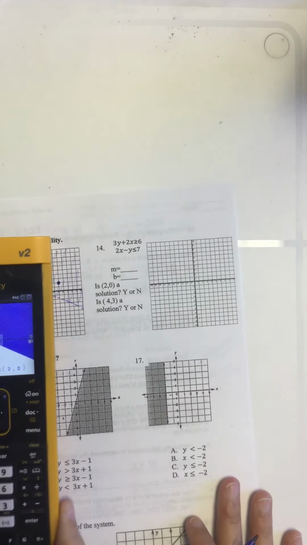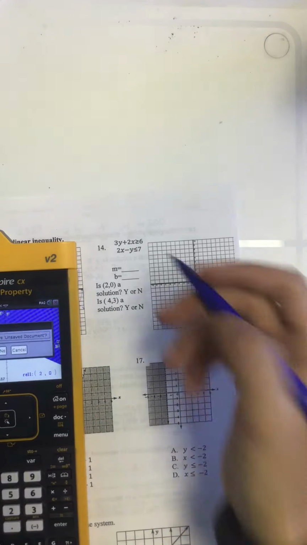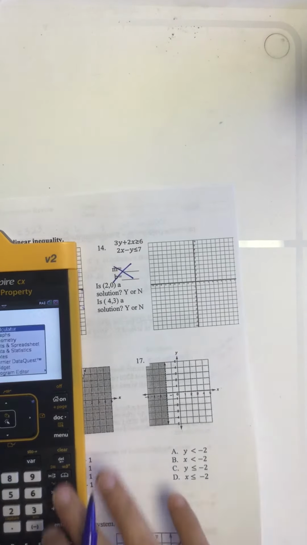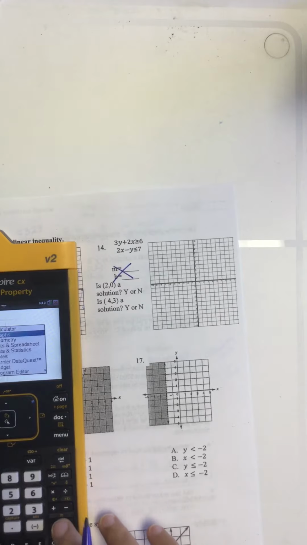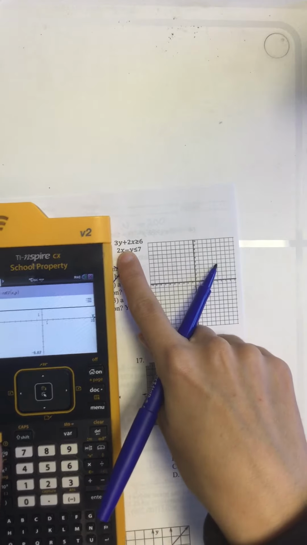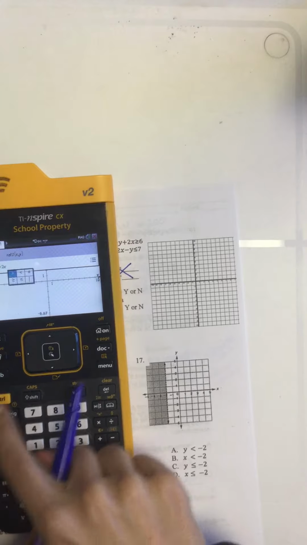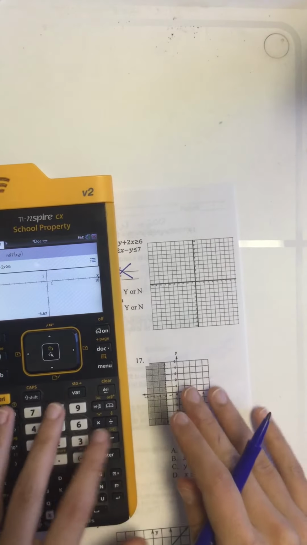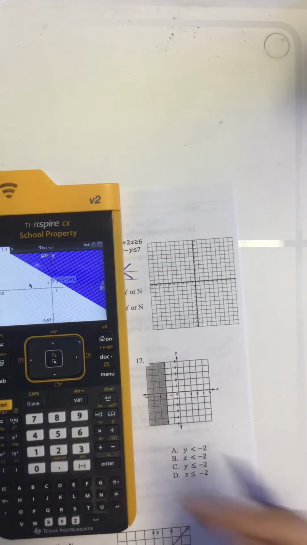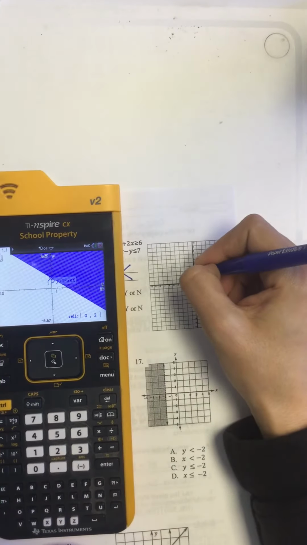Number 14. In order to graph these, we have to do them one at a time in our calculator. We're not going to be able to find the slope and the y-intercept. So we're going to go to graph, delete that out, go to relation, and we're going to put 3y plus 2x is greater than or equal to 6. And again, we don't just try to graph this randomly. We actually have to find points. So menu trace, graph trace, that gives us 0, 2.